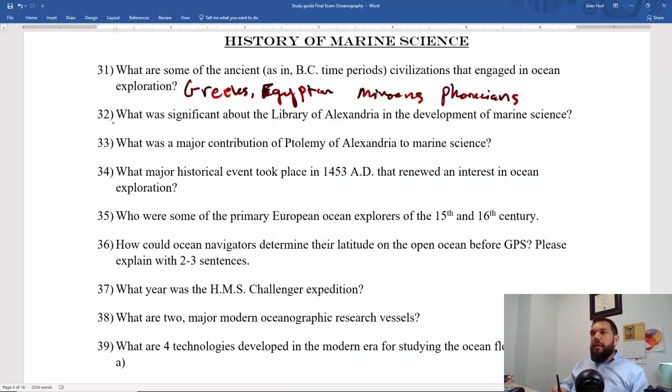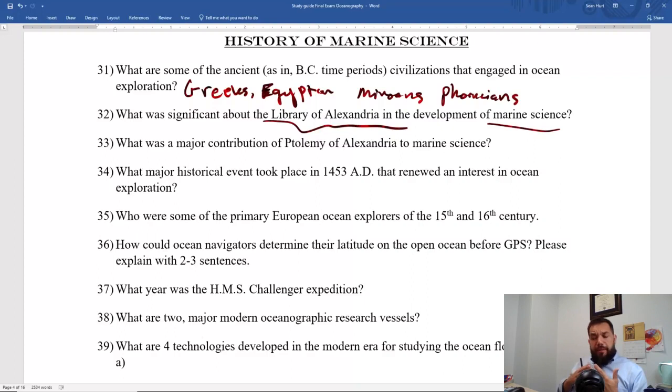What was significant about the Library of Alexandria in the development of marine science? Remember that the Library of Alexandria was located at the Port of Alexandria. It's still there in modern-day Egypt, near the Nile Delta, in the south of the Mediterranean. And this ancient library is, again, from before Christ, BC times.